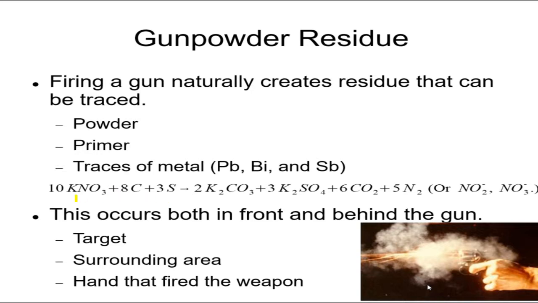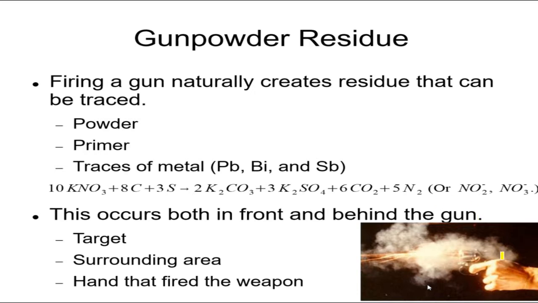So here's a chemical reaction of gunpowder. This is KNO3, that's potassium nitrate. It's also known as saltpeter. It's what helps the thing explode. You need a fuel, that's the carbon and the sulfur. And the result are a bunch of these chemicals, these are gases, but you also produce nitrite and nitrate. This is NO2 minus, that's nitrite. NO3 minus, that's nitrate. These come from blowing up gunpowder. And this is found in the smoke, and as you can see, it's all over the guy's hand.